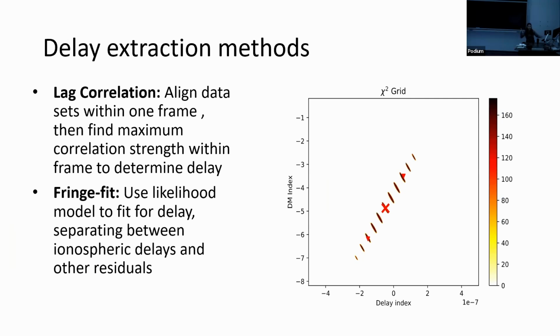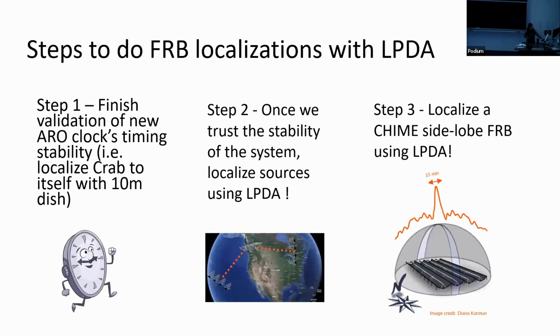And this is talking just a little bit more about getting delays. What I just described is lag correlation, seeing where the correlation is maximum. There's also a method called fringe fitting, which is taking the lag correlation almost as a prior and doing a bit of a grid search over delay and ionosphere, the DM index, that's the ionosphere. The delay that is caused by the ionosphere of the Earth has a different dependence on frequency than the other delay, so you can fit for it and get rid of it. So that's what the fringe fitting is, and that's what I'll show you in the next plot.